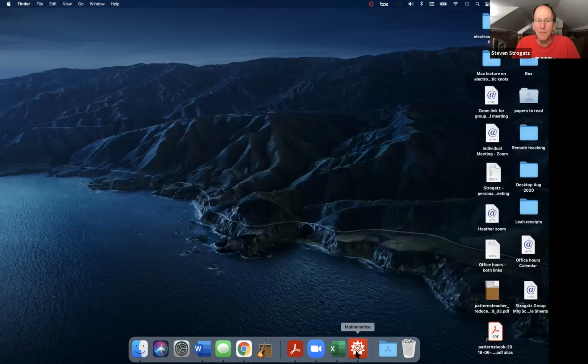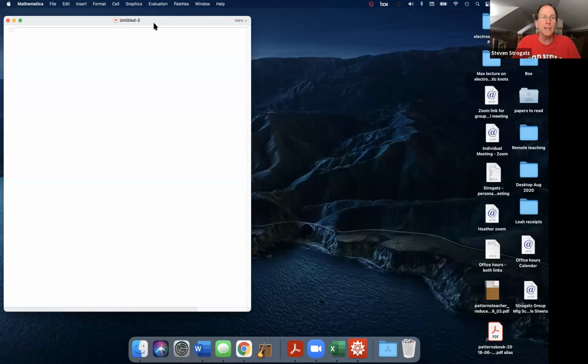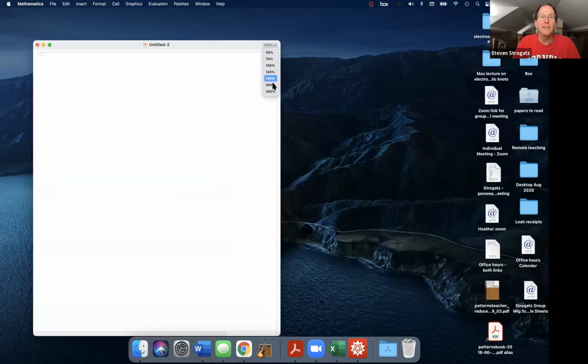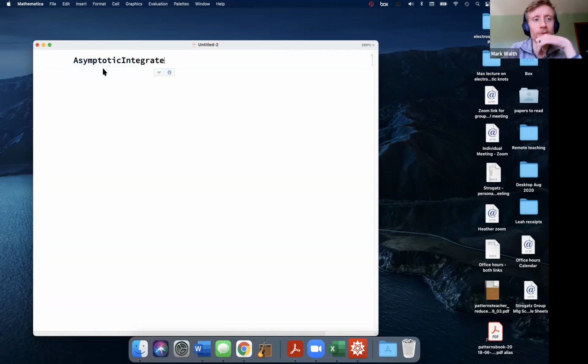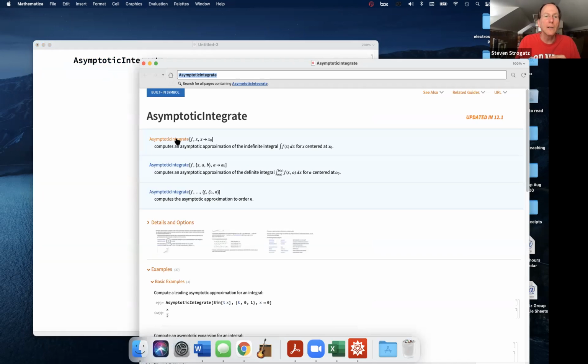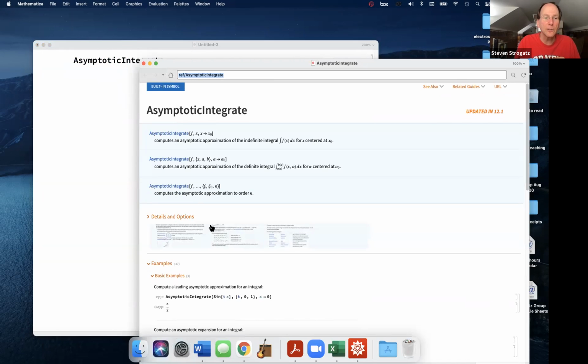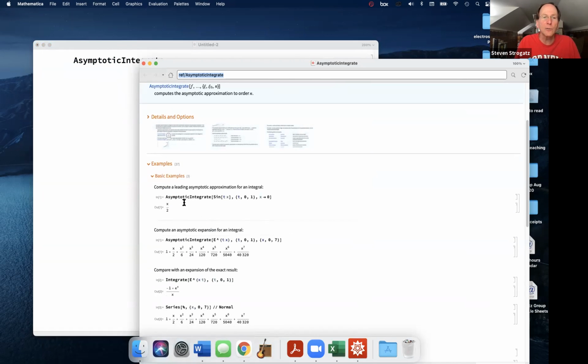All right, but where am I? I want to look in Mathematica. I need to make this big for my old man eyes, 200%. And then I have to teach myself how to use the asymptotic functionality. Does it have something called AsymptoticIntegrate? Oh, it does. So AsymptoticIntegrate, and how does that work? Tell me, Mathematica, what do you do? It shows how to asymptotically integrate sine tx.